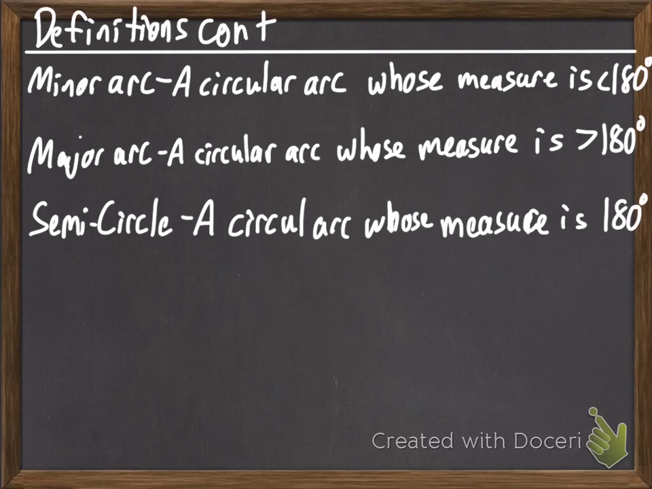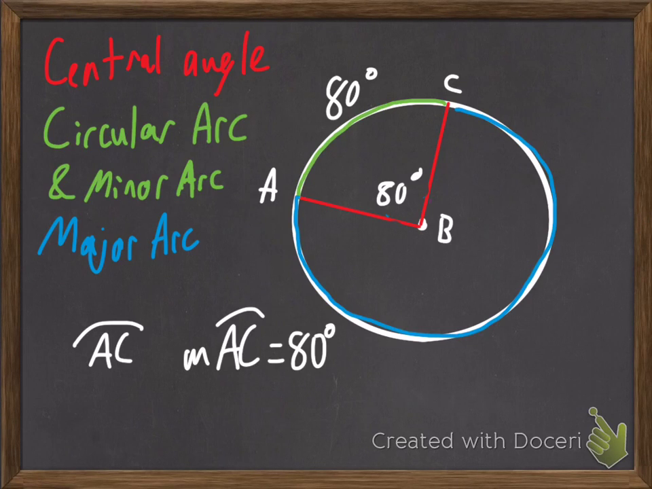So, some special types of arcs. A minor arc is a circular arc whose measure is less than 180 degrees. A major arc is a circular arc whose measure is greater than 180 degrees. And a semicircle is a circular arc whose measure is 180 degrees. And I just realized I didn't spell circular right. So, circular. There we go. So a minor arc is a small arc, a major arc is a big arc. Semicircle is in between.